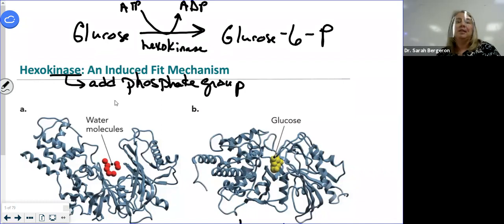Yes? At what point does the conformational change happen? When it binds to the intermediate or when it goes from the intermediate to the substrate? The intermediate lasts for such a short period of time, but it's actually when it's making the interactions with the intermediate. And I'm actually going to show you that today.